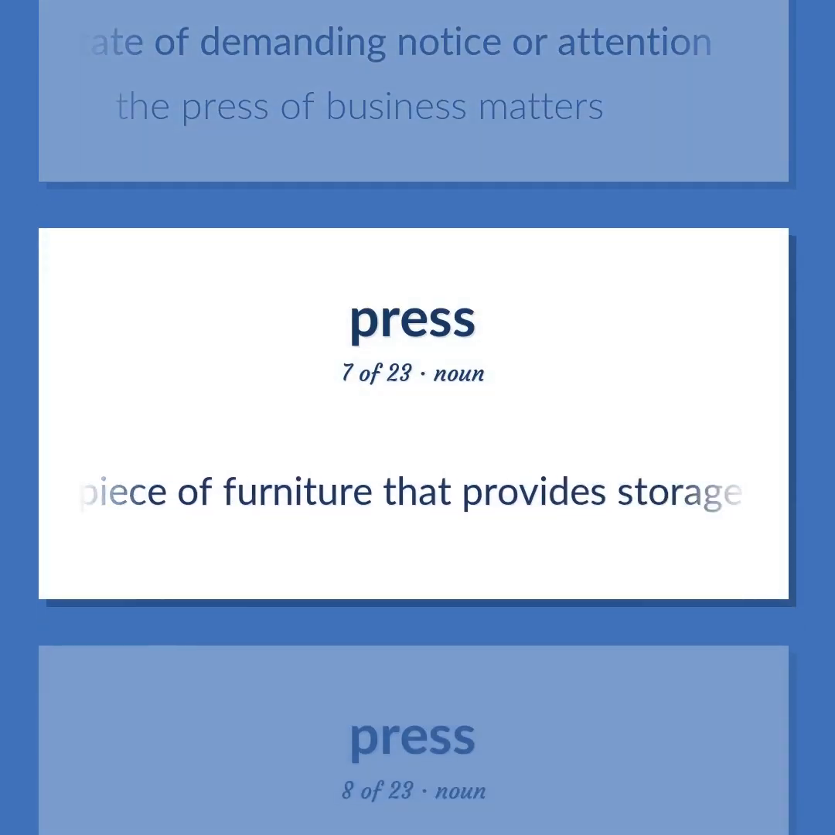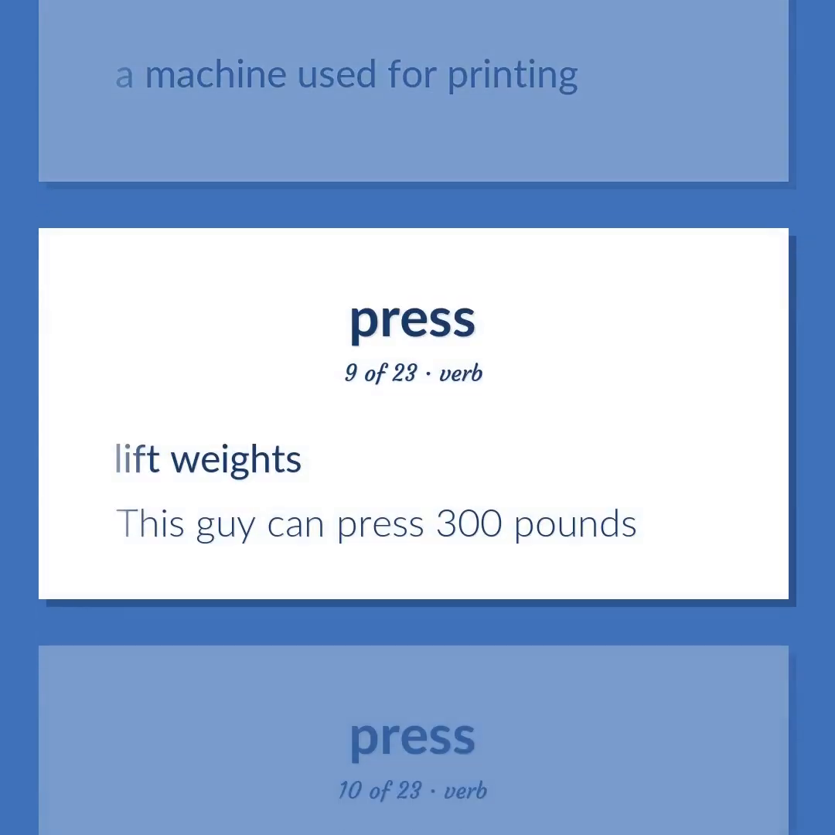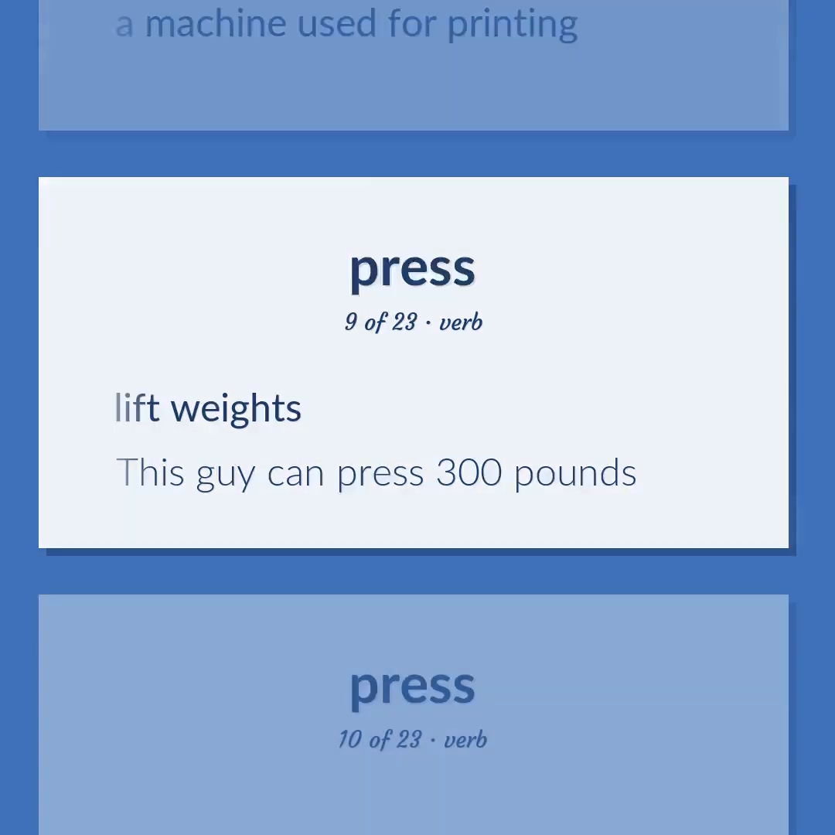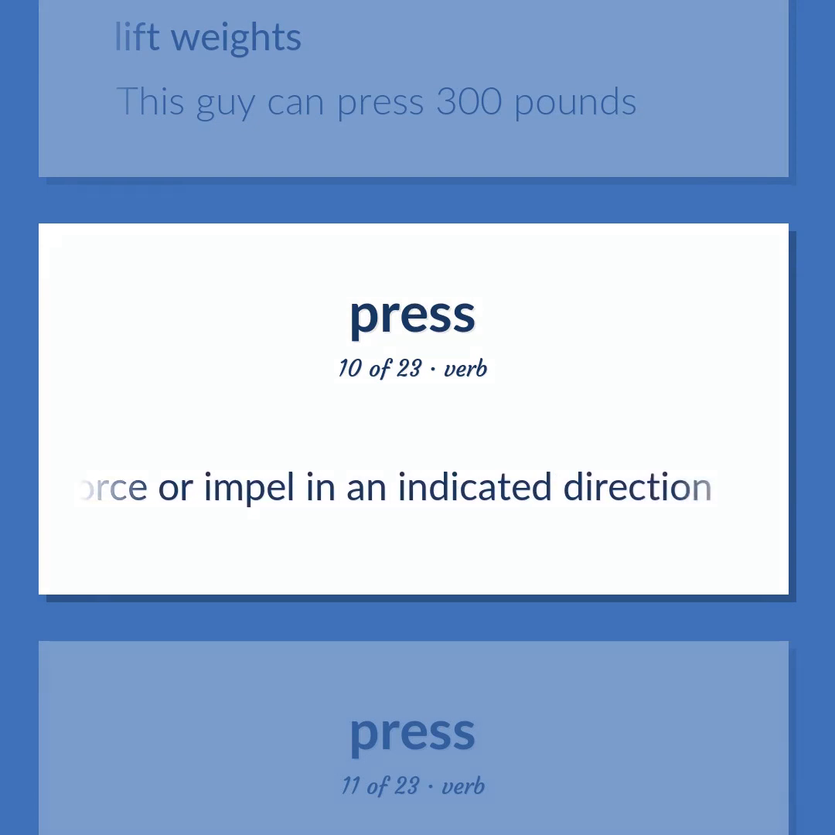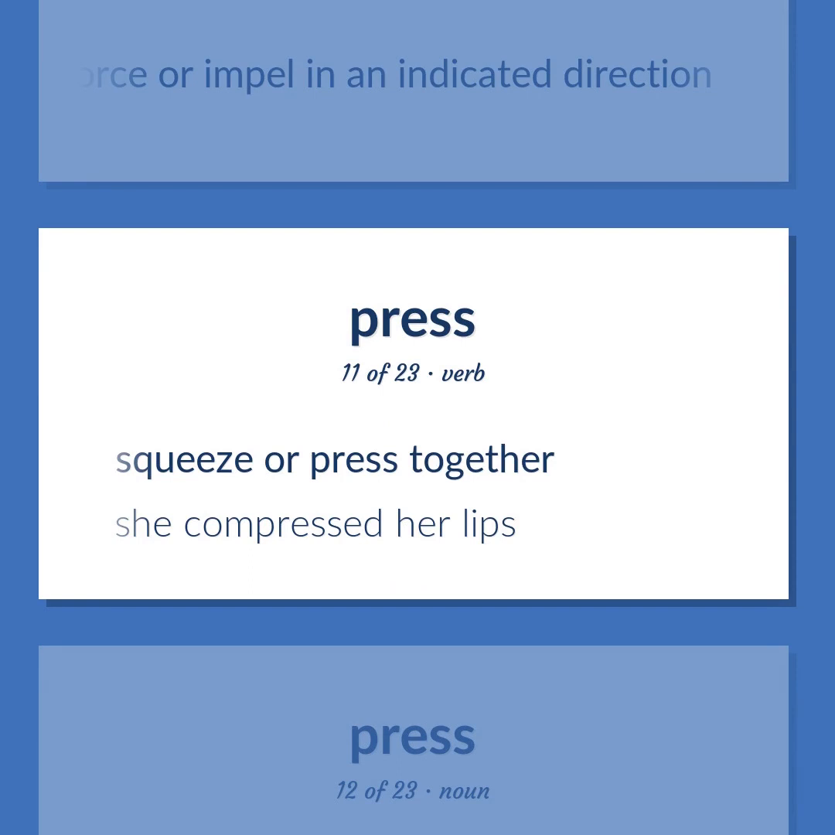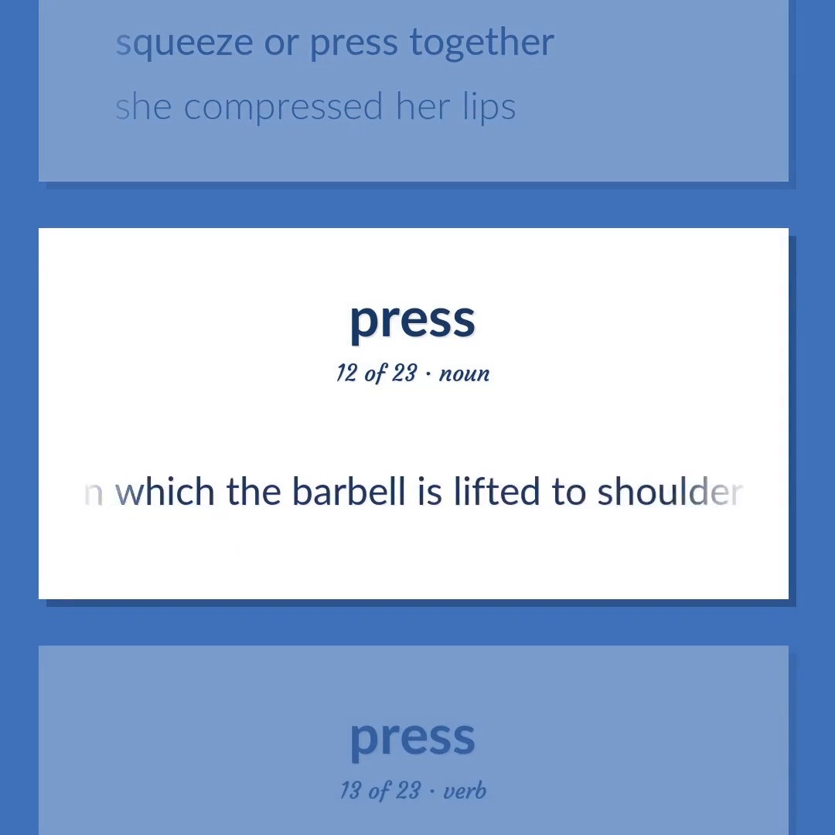A tall piece of furniture that provides storage space for clothes, has a door and rails or hooks for hanging clothes. A machine used for printing. Lift weights. This guy can press 300 pounds. Force or impel in an indicated direction. Squeeze or press together. She compressed her lips. A weight lift in which the barbell is lifted to shoulder height and then smoothly lifted overhead.